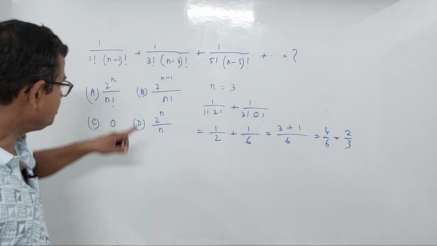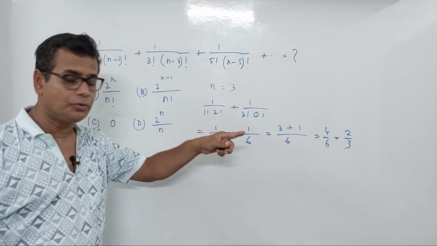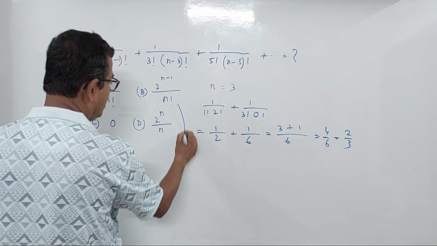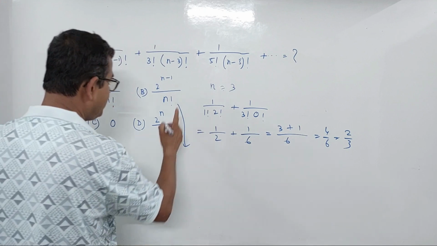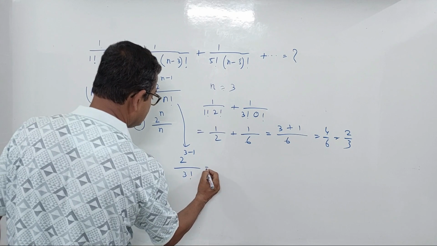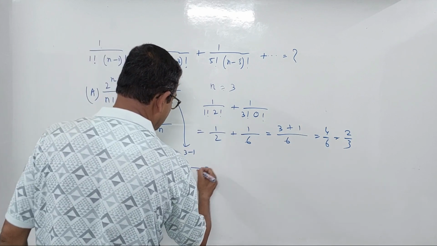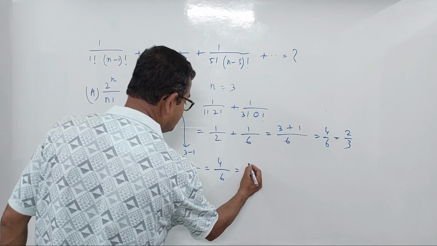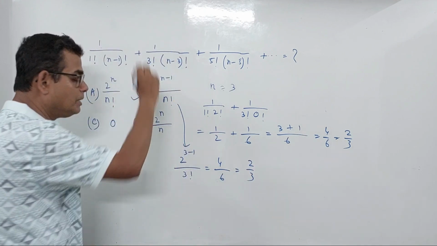Now we can check which of the following 4 options gives the value of 2 by 3 for n equal to 3. Now check option B. 2 to the power n minus 1, that is 2 to the power 3 minus 1, by 3 factorial. 2 to the power 3 minus 1, that is 2 square, that is 4, and 3 factorial, that is 6. So we get 2 by 3. So B is the right answer.